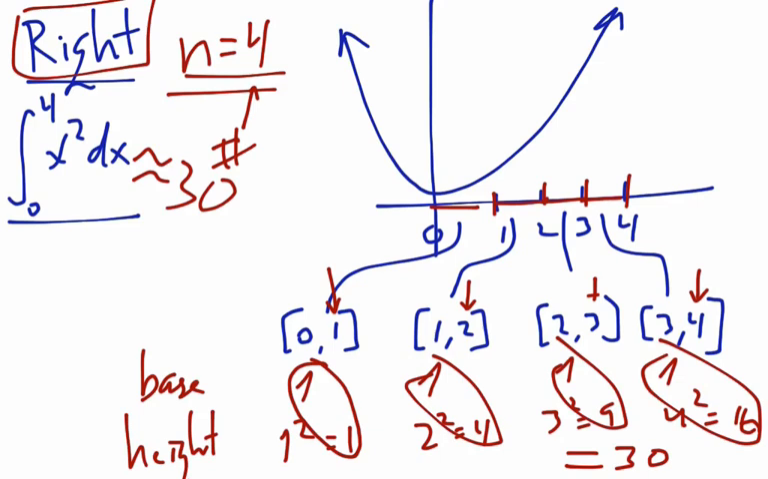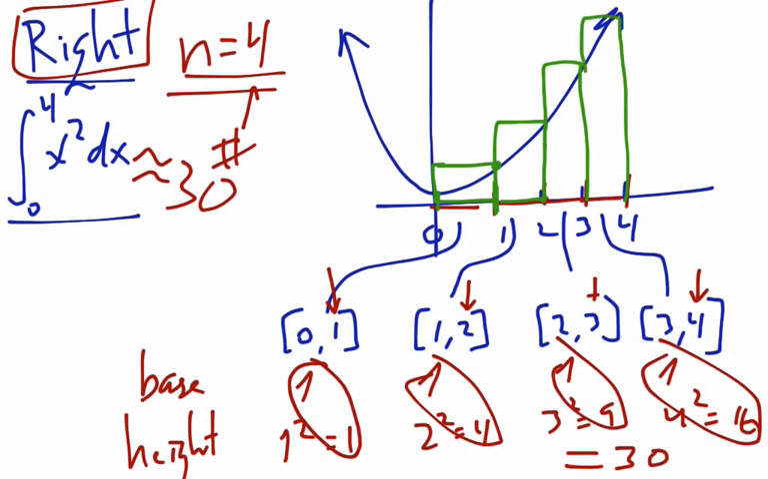Let's draw it. My first interval went from 0 to 1, and because I choose the right side, that means the right-hand side is going up to meet the function, and then I draw across. So that's my first rectangle. For my second rectangle, same thing. The right-hand side goes up to meet the function, and then goes across. Third rectangle, and the fourth rectangle like that.